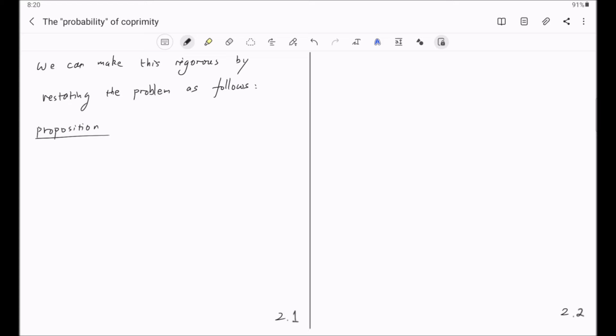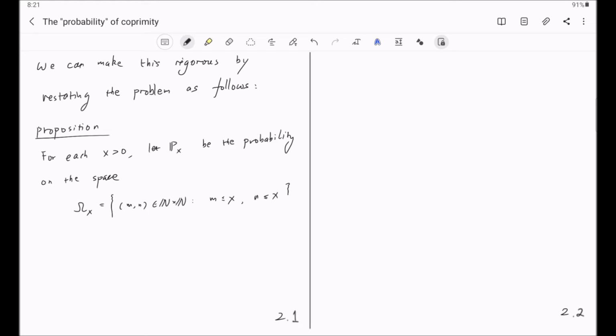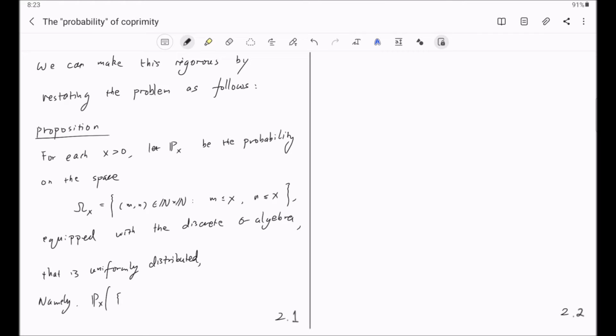For each positive number x, let P_x be the probability on the space Omega_x, defined to be pairs (m, n) such that m is less than or equal to x and n is also less than or equal to x, equipped with a discrete sigma algebra. Namely, every singleton is measurable, and we let this probability be uniformly distributed. This means the probability of any singleton (m, n) will be equal to 1 over the cardinality of Omega_x.